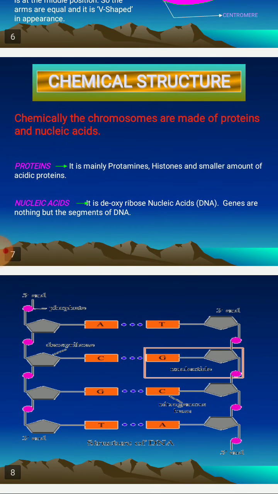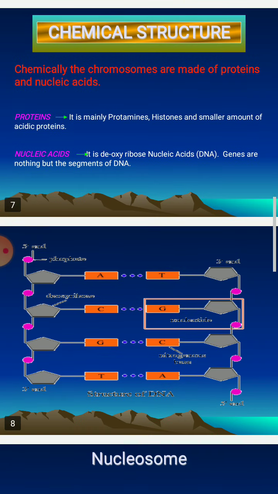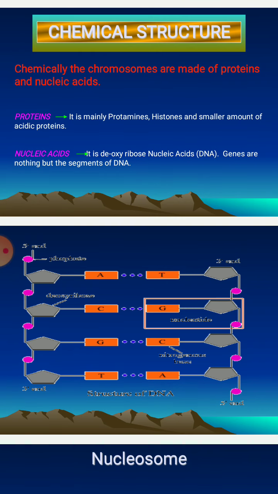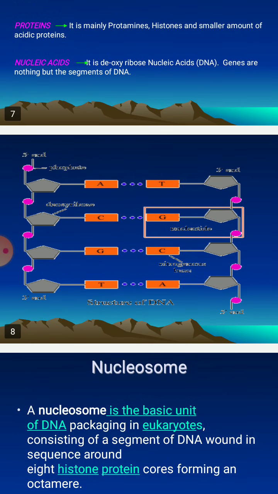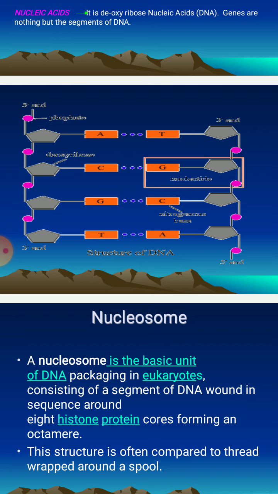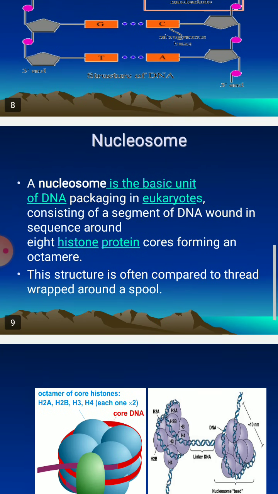If we talk about the chemical structure, chemically the chromosomes are made up of proteins and nucleic acids. Proteins: mainly histones, and a smaller amount of acidic proteins. Nucleic acid: it is deoxyribonucleic acid, DNA. Genes are nothing but segments of DNA. Here a few structures are shown in the diagram.